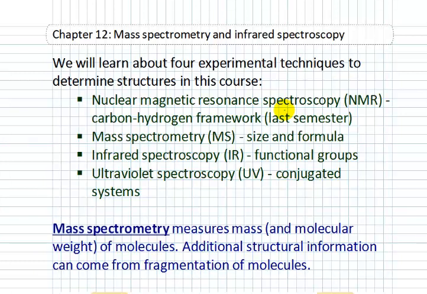So NMR is very useful because it gives us the carbon-hydrogen framework, tells us what kind of hydrogens are present, how many neighbors they have, lots of excellent structural information about organic molecules.